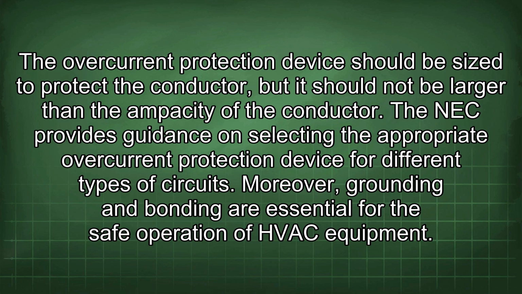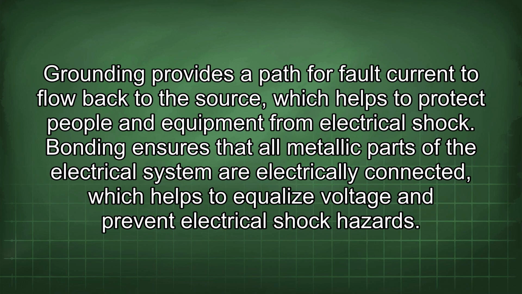Moreover, grounding and bonding are essential for the safe operation of HVAC equipment. Grounding provides a path for fault current to flow back to the source, which helps to protect people and equipment from electrical shock. Bonding ensures that all metallic parts of the electrical system are electrically connected, which helps to equalize voltage and prevent electrical shock hazards.